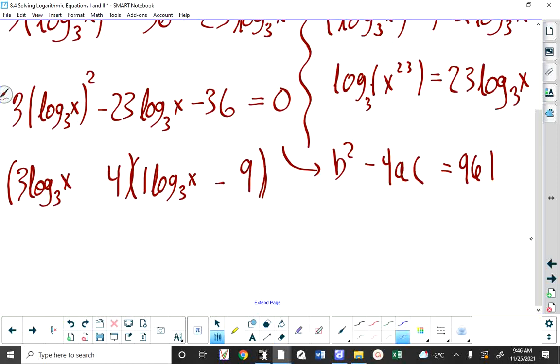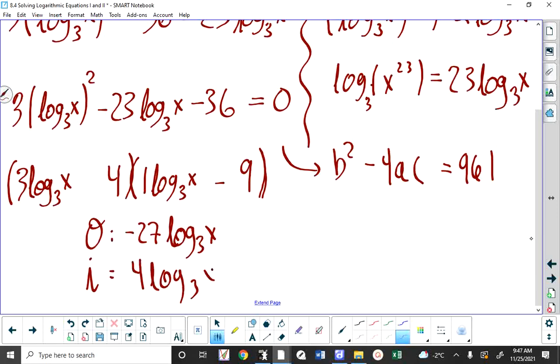There we go. Negative 27 for my outer. It will be negative 27 log base 3 of x. And my inner will be 4 log base 3 of x. So there we go, now we're ready to solve this equation. And don't forget, Evan, this is equal to 0.